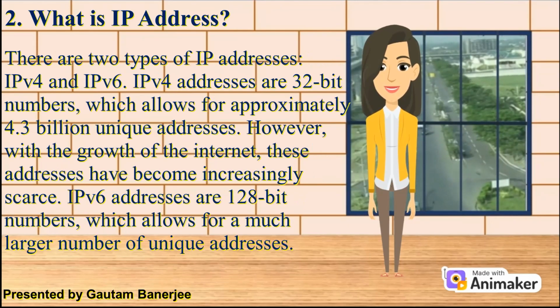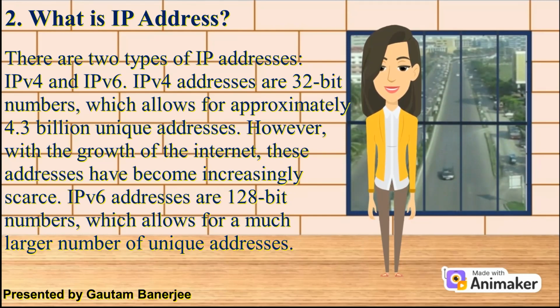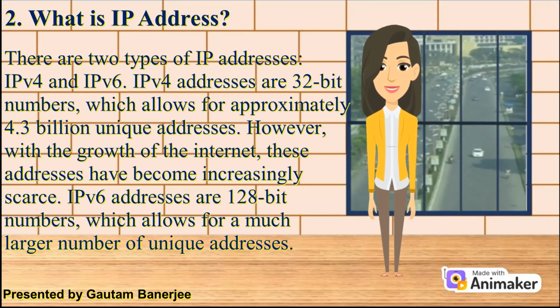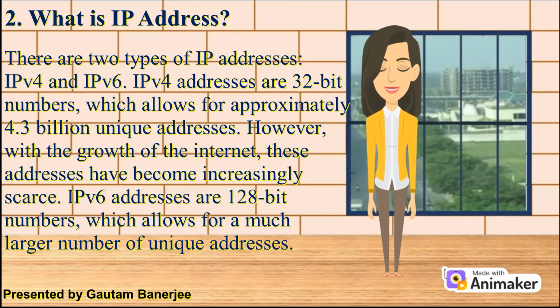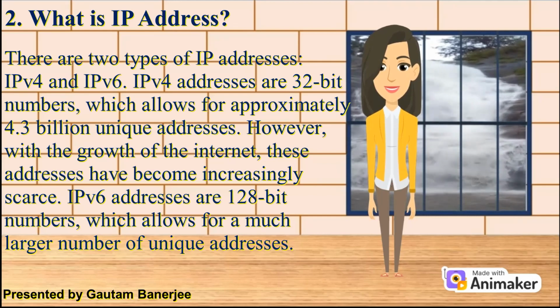There are two types of IP addresses, IPv4 and IPv6. IPv4 addresses are 32-bit numbers, which allows for approximately 4.3 billion unique addresses. However, with the growth of the internet, these addresses have become increasingly scarce. IPv6 addresses are 128-bit numbers, which allows for a much larger number of unique addresses.